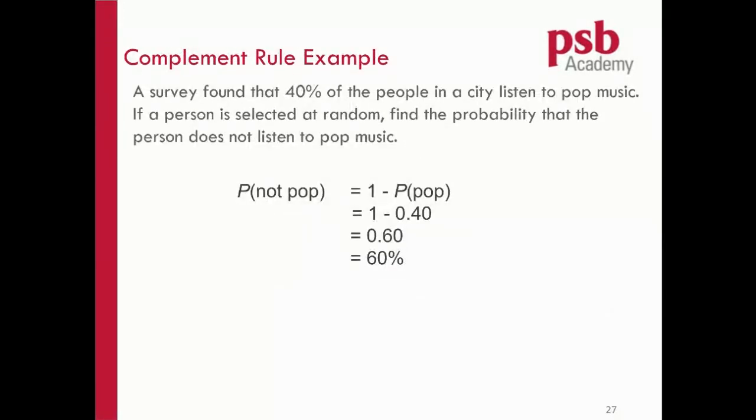Example of complement again. A survey found that 40% of the people in the city listen to pop music. If a person is selected at random, what is the probability that the person does not listen to pop music? Listen is 40. So does not listen, how much is left? There will be another 60%, right? So 1 means 100%, yeah? So it's 100% minus 40%. You get 60%.